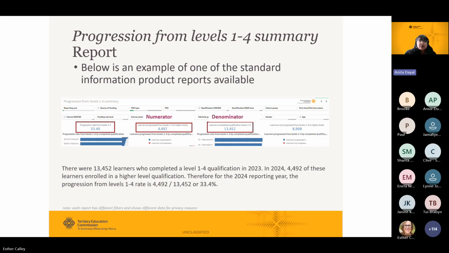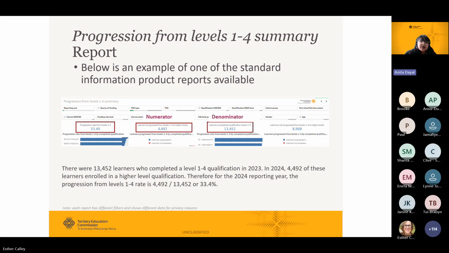One example of the reports available is the progression from levels 1 to 4 summary. This report shows the progression rate and the figures that make up the calculation. So in this example here, there were 13,452 learners who completed their level 1 to 4 qualification in 2023. In 2024, 4,492 of these learners enrolled in a higher level qualification. Therefore, the 2024 reporting year, the progression from levels 1 to 4 rate is 33.4.